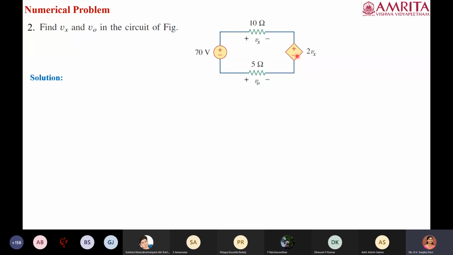Fine. So here we have two sources. One is an independent source and the other is a dependent source. In addition, we have two resistive elements, and for the resistive elements, they have already given the potential across them. But normally, when we are applying Kirchhoff's voltage law, especially since all the elements are in series, it is convenient to use Kirchhoff's voltage law.